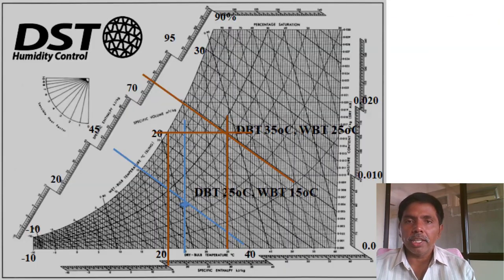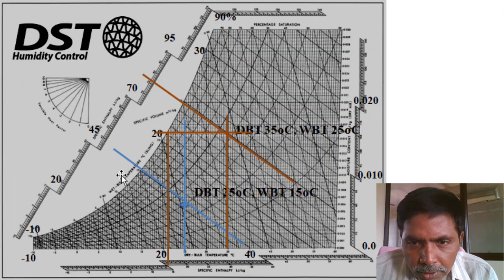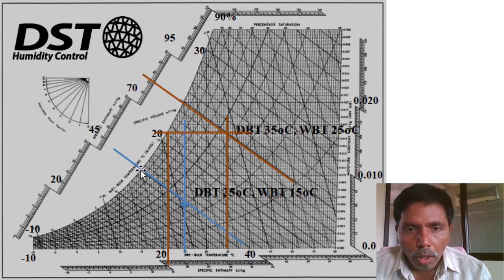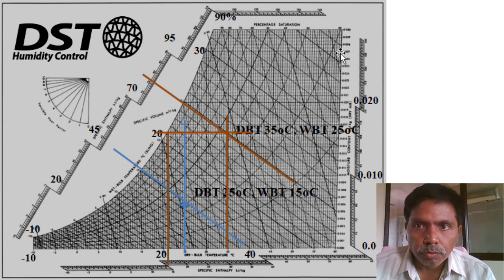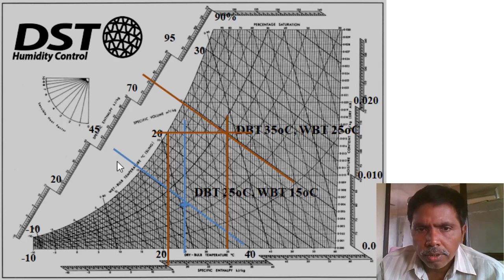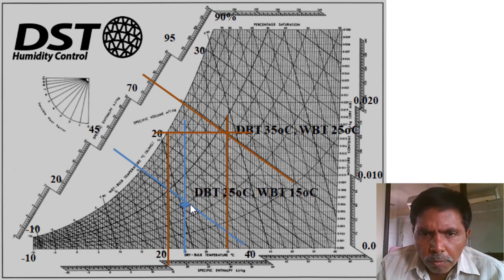You can see, first mark the dry bulb temperature, 25 degrees. Wet bulb temperature is 15 degrees. 20, 15, 10. So 15 degrees is the wet bulb temperature and 25 degrees is the dry bulb temperature. Where the intersection happens, this is the intersection point.